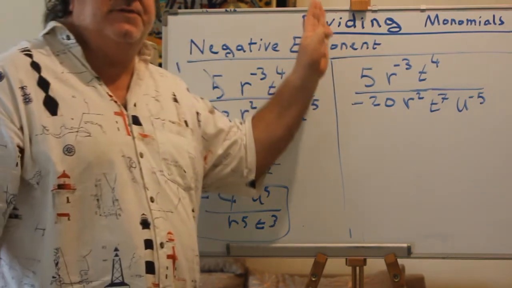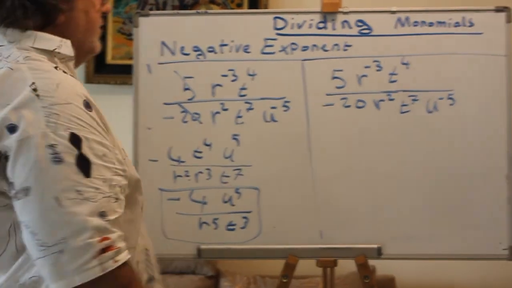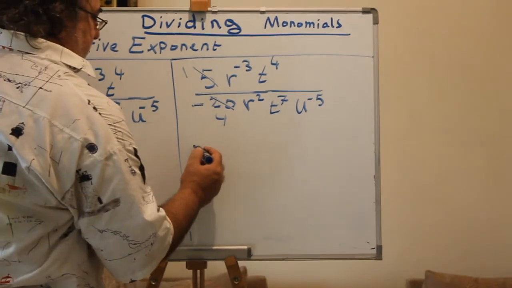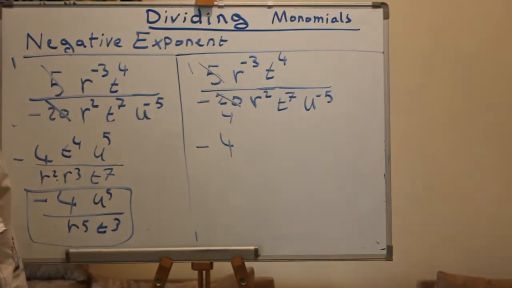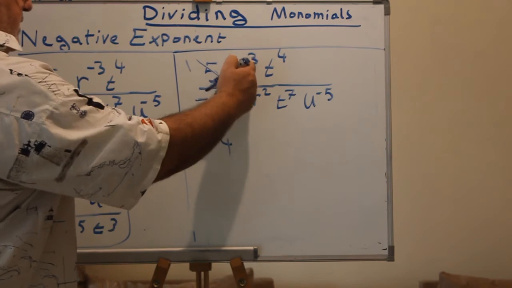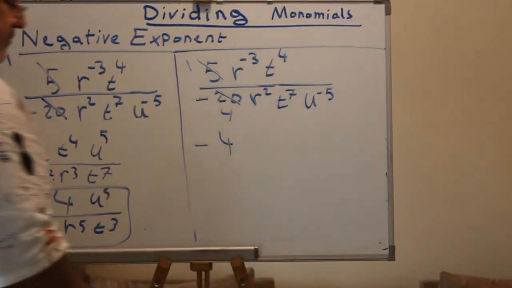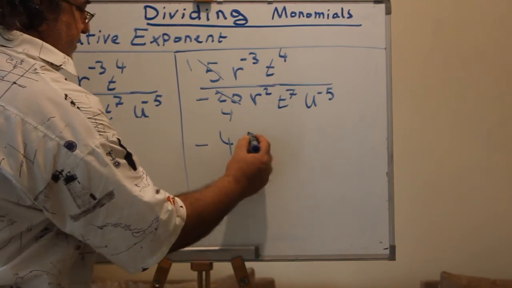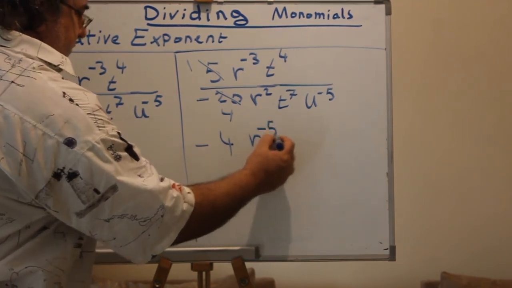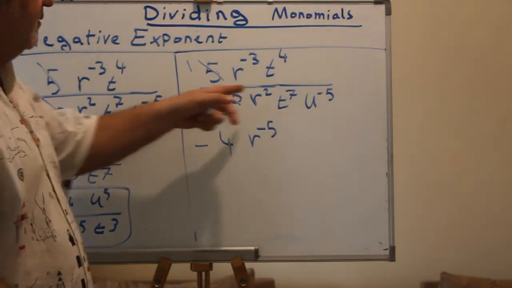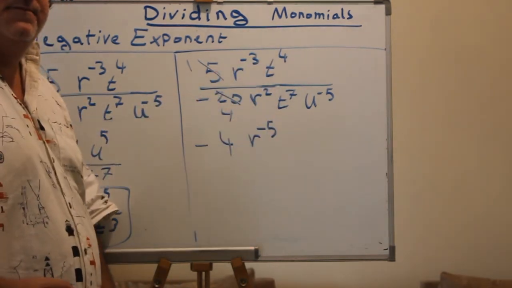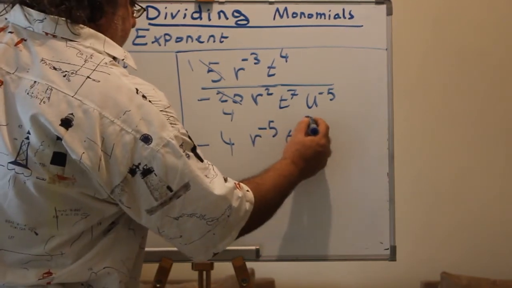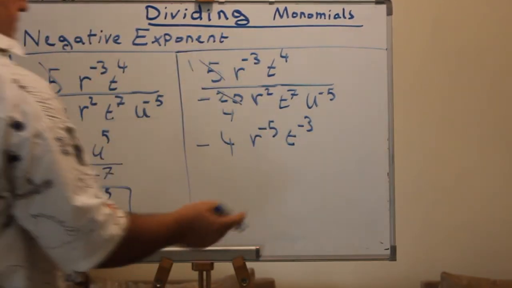Another way, you subtract the powers immediately. So here 5 divided by 5 is 1, and 5 minus 1 is 4. So the answer is always negative 4 on the upper side, the numerator. Now, immediately I can say negative 3 minus 2, so minus 3 minus 2 is minus 5. So I put r to the power minus 5 on the upper side. Now 4 minus 7 is negative 3. So I put t to the power negative 3 on the upper side of the answer.